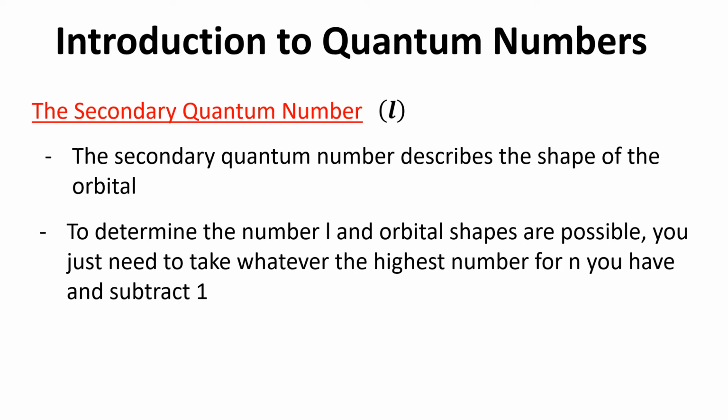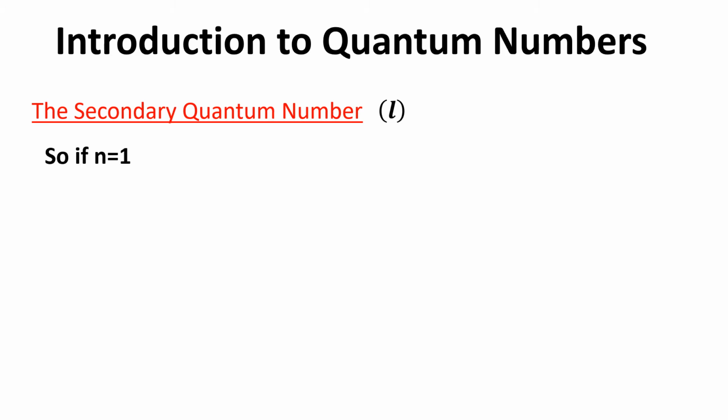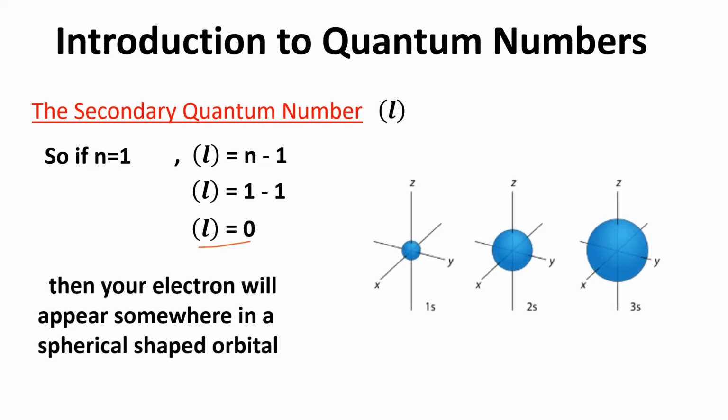So to determine the number l, this is supposed to be a fancy l, and which orbital shapes are possible, you just need to take whatever the highest number for n is and subtract 1, and then kind of repeat this step. So l is equal to, I guess it's like a little equation, if you will, n minus 1. So if n equals 1, you take your equation, you plug in 1, and you get 0. And this 0 actually tells you the specific shape of the orbital that electron will exist in.